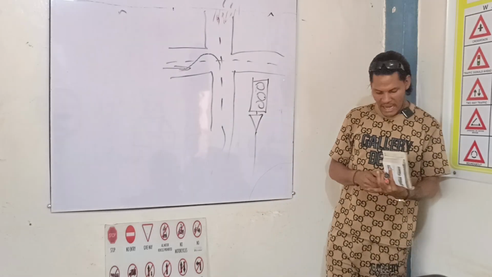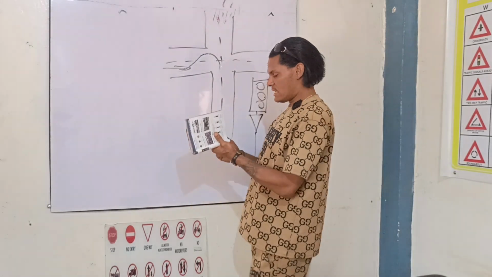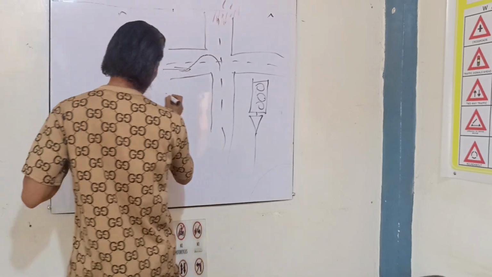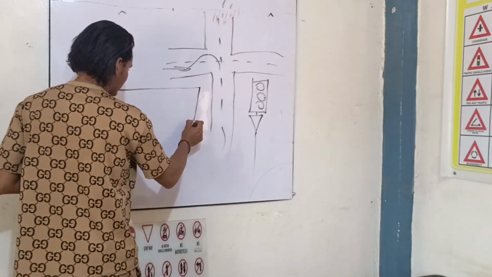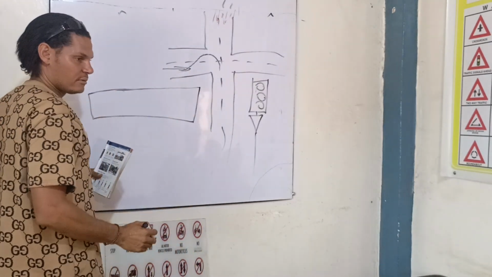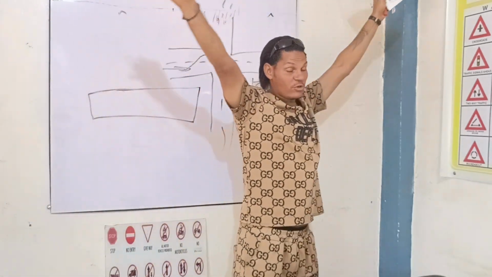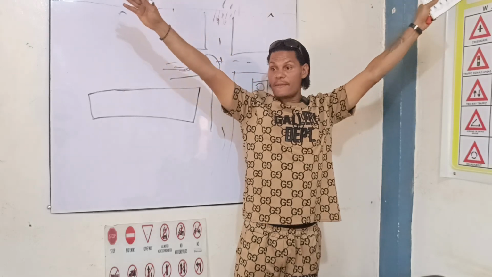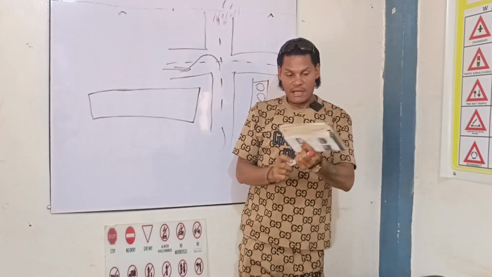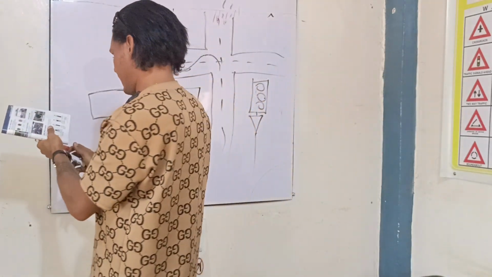Lane control lights. These ones now are different. Lane control lights, they are up at the top of the road. Are we there? That's where you see lane control lights. How many lights do we have there? We have a green one.